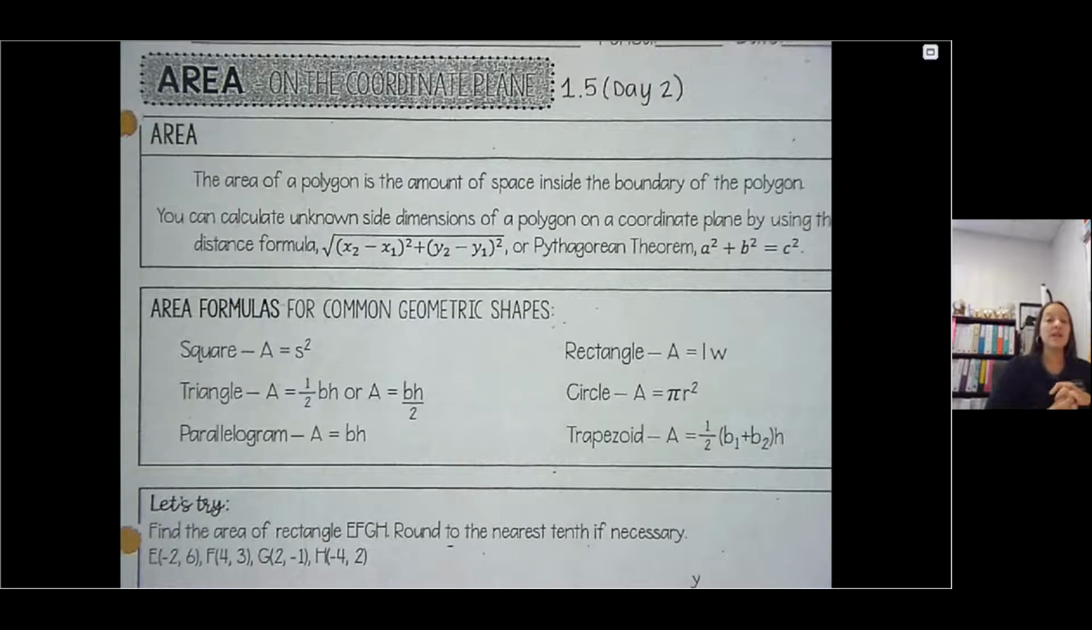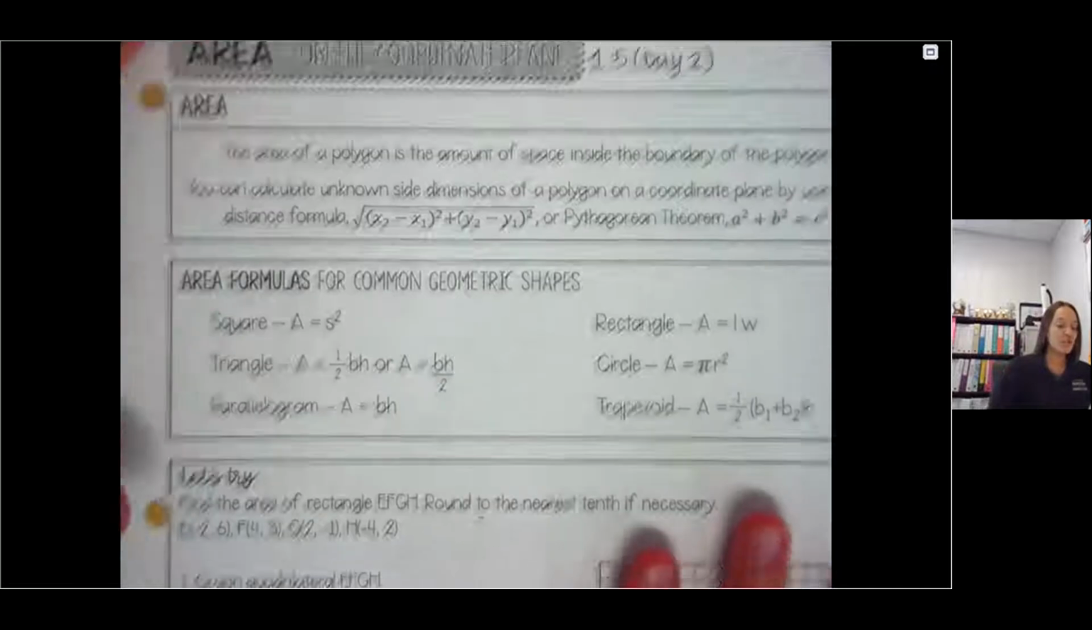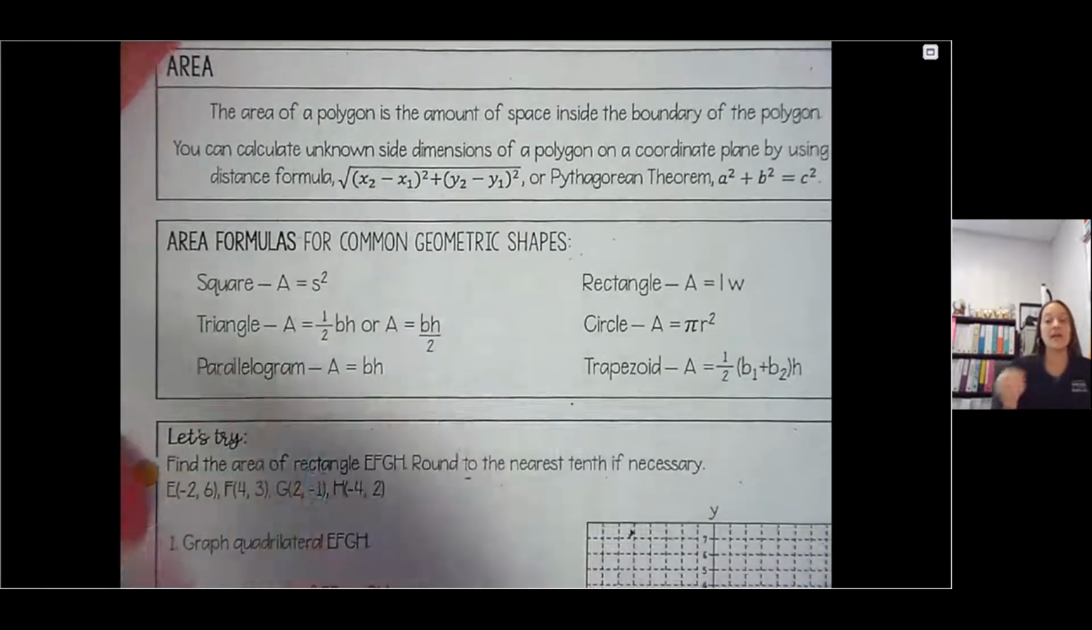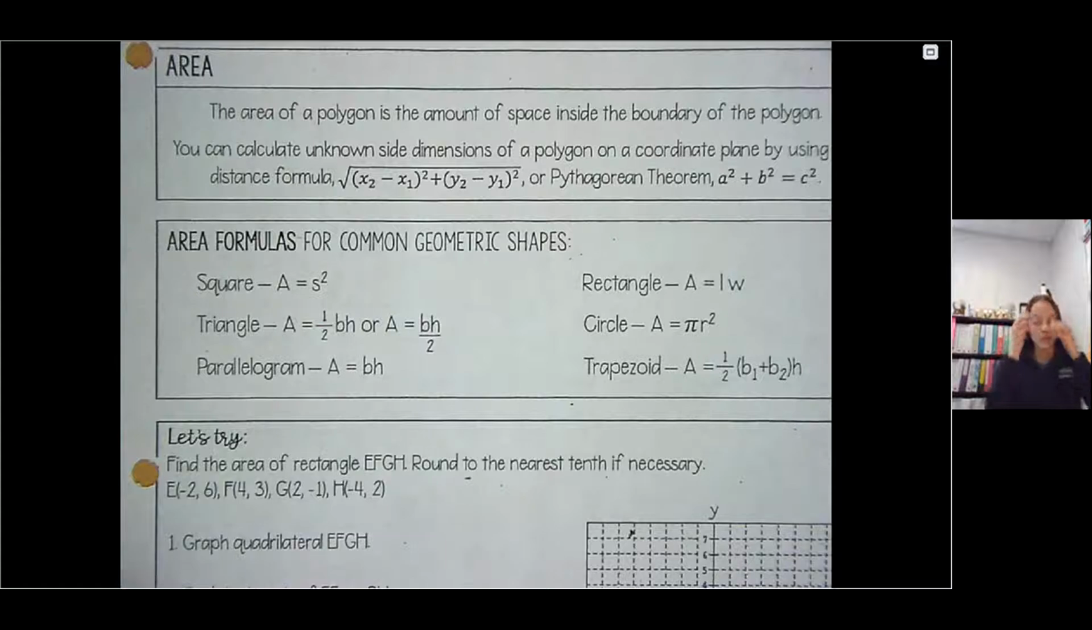You can again calculate unknown side dimensions using the distance formula or the Pythagorean theorem. But once we have our side lengths, what we're going to have to do is take them and plug them into the area formulas. There are different formulas you must know in order to find the area of a square, triangle, right? All the ones that are listed there.